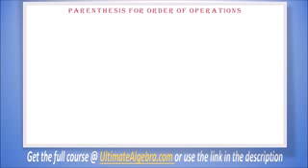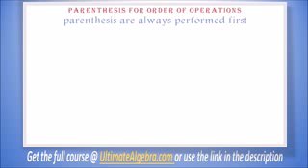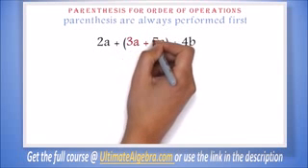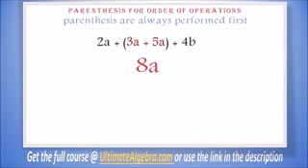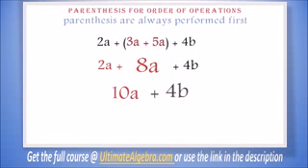Parentheses for order of operations. In the order of operations, parentheses tells us which operation to perform first. Operations in parentheses are always performed first. Example, 2a plus, in parentheses, 3a plus 5a, plus 4b. When we have a question like this, we perform the operation in the parentheses first. So we add the 3a and the 5a to get 8a. Next, we work on the 2a and the 4b. We know that we can add the 2a to the 8a to get 10a. And because the 4b is dissimilar, we just write it.